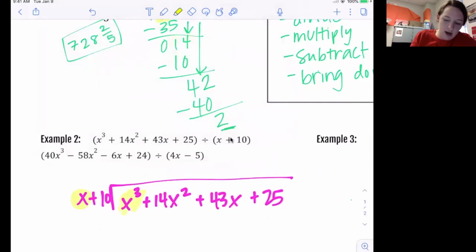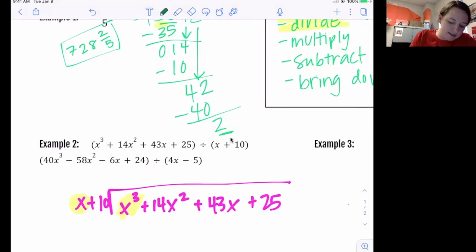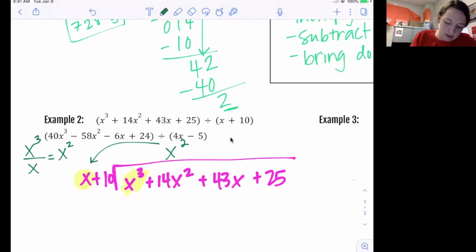So starting here, my first step is to divide. I want to know x cubed divided by x equals what? I know from previous units that equals x squared. So I'm going to write it here. My next step is to multiply. So I'm going to multiply x squared times x, which is x to the third, x squared times 10, which is 10x squared. So divide, multiply.